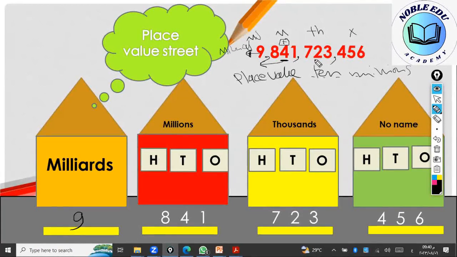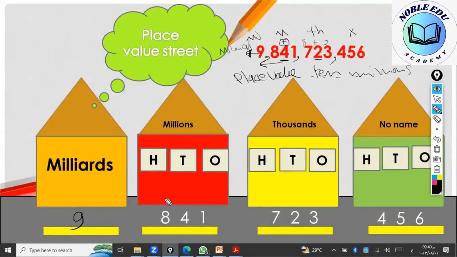What about the place value of 2? Write 2. 2 is what? 10,000. In the house of thousands we have ones, tens, hundreds, and 2 here is thousand. And what about 8? 8 is 100 millions. So when I ask you the place value: ones, tens, hundreds, thousand, 10,000, 100,000, million, 10 millions, 100 millions, and here you have millions.